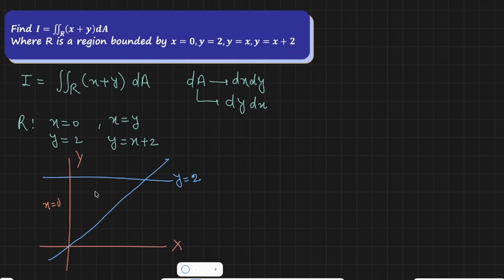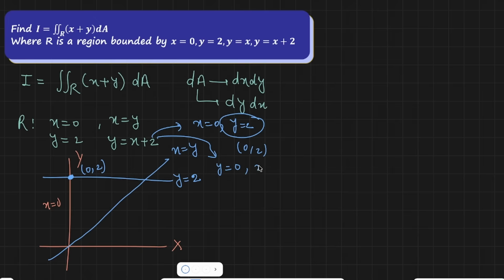See, x equals y. How to find out this line y equals x plus 2? Put x equals 0, then y equals 2, so it is the point 0 comma 2. Now put y equals 0, and you will get x equals minus 2, so it is the point minus 2 comma 0. So this is something like this. So this is the region.